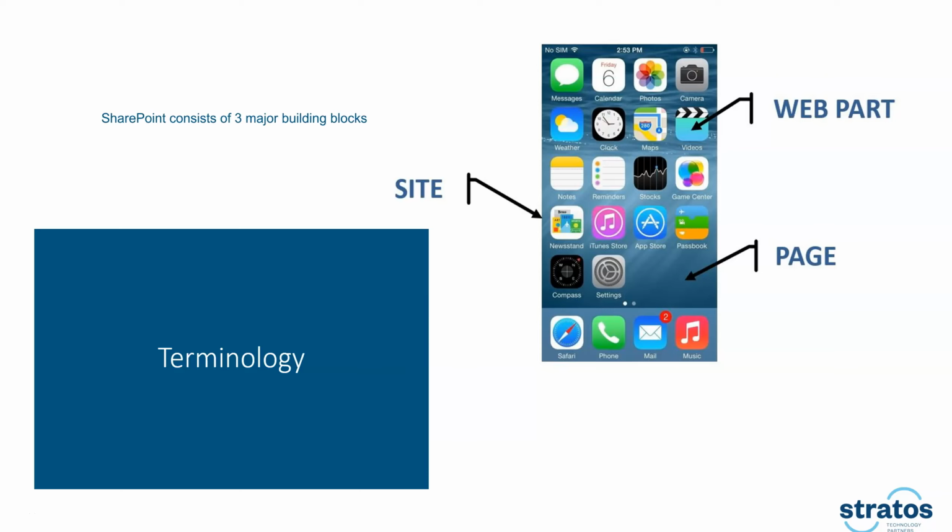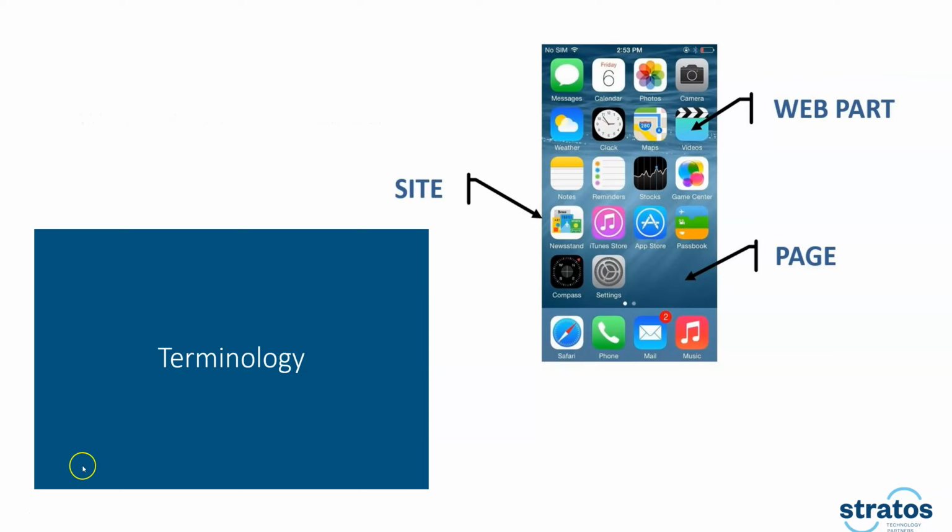SharePoint consists of 3 major building blocks. The first one is a site, which is used to organize various types of content. Second one is pages, which is used to display the content. And then the third one is webparts, which is used to store particular content or information, for example, documents, events, contacts.